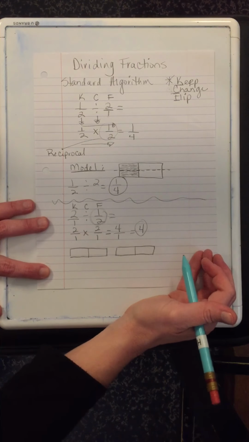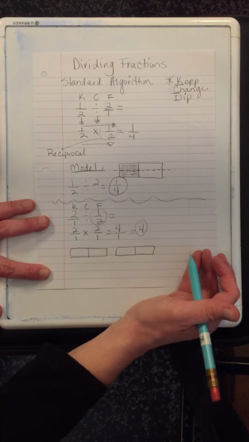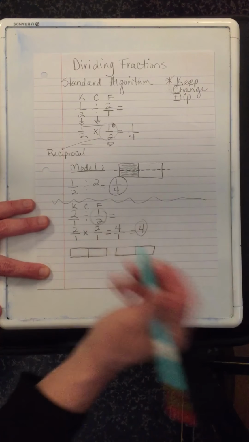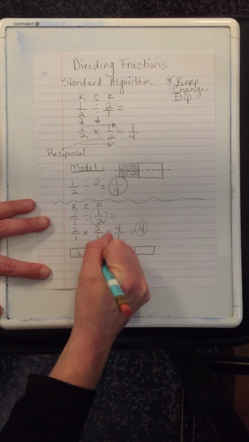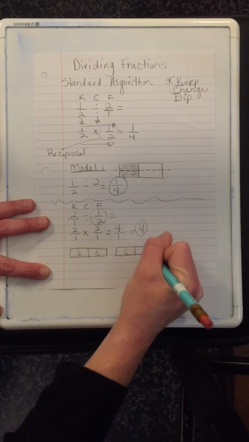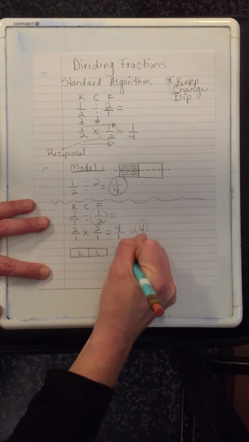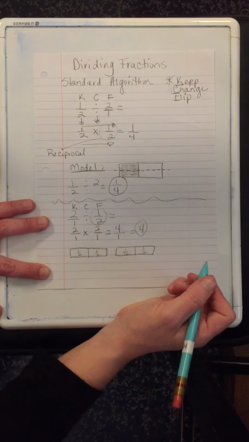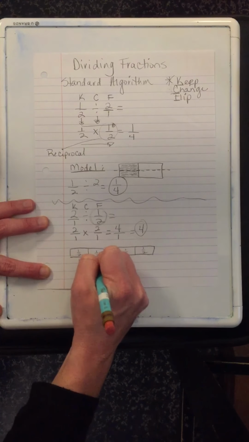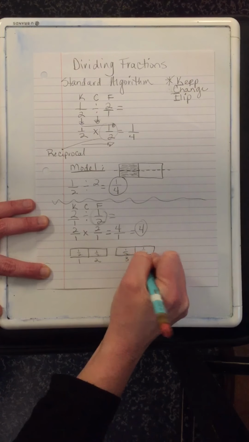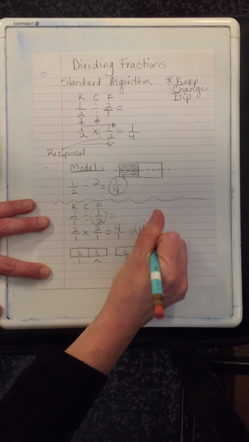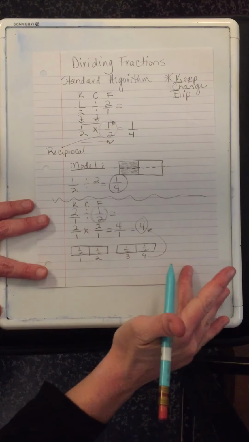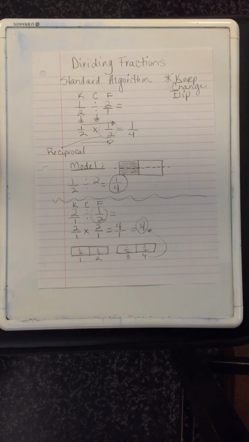So now, how many 1/2s did we create in 2 wholes? 1/2, 1/2, 1/2, and 1/2. So how many total halves did we create? 1, 2, 3, 4. And that is how we got 4 as our answer. How many 1/2s did we create in 2 wholes?